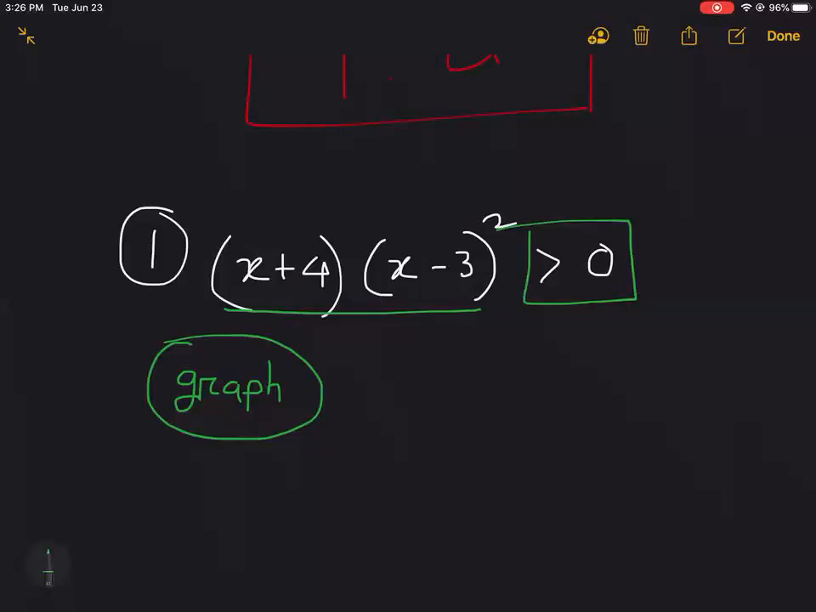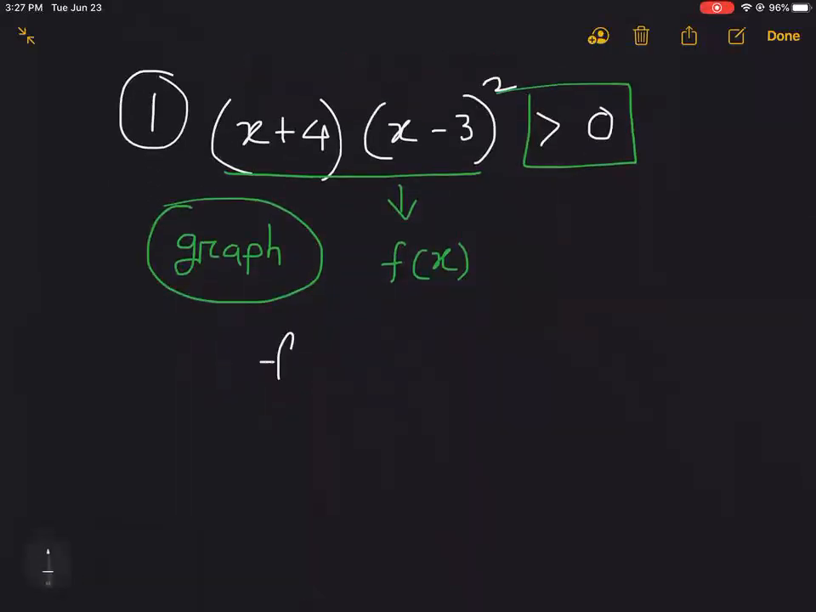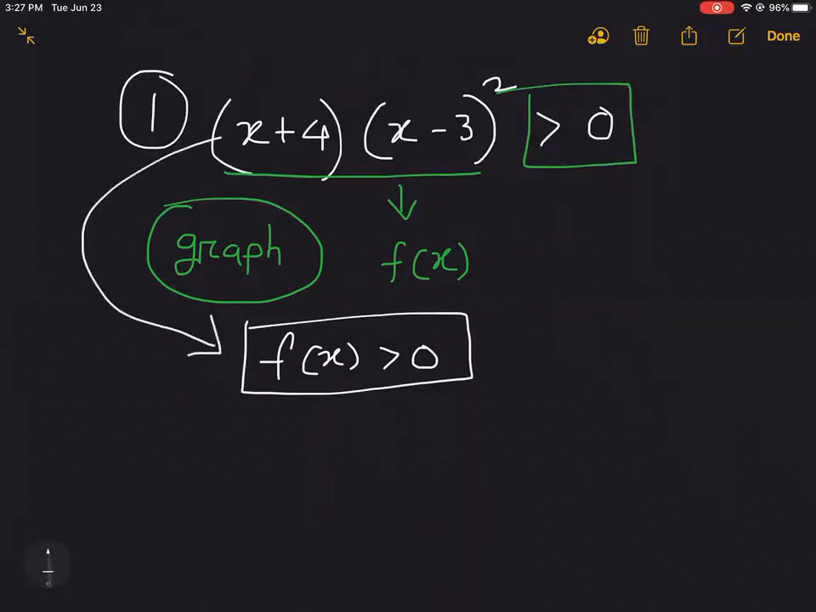Okay, so first of all, if I say that this is my function f of x, then I can actually write f of x greater than 0, right? In other words, that's my given problem. Now, what does this mean graphically? What does this interpret? Anyone? Just give it a try. Above the x-axis. Very good.